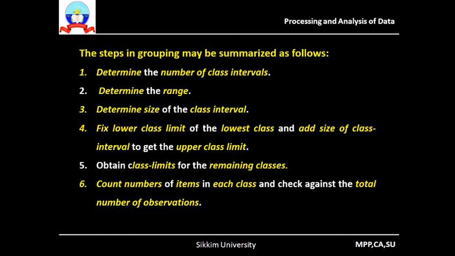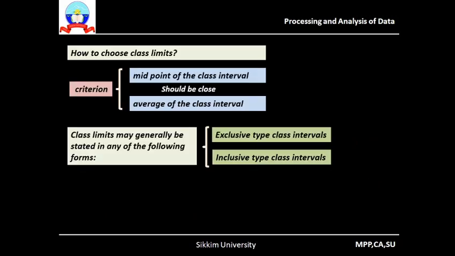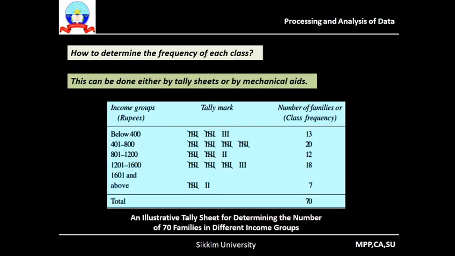And then we have moved on to summarizing the entire process of classifying data based on class interval, wherein we have learned 6 important steps. Then we have moved into how to choose the class limit. And we have discussed an example where we have tried to represent frequency count with the help of tally.